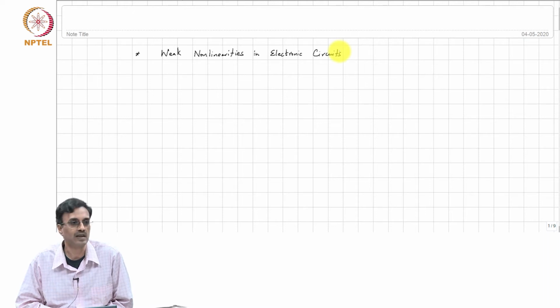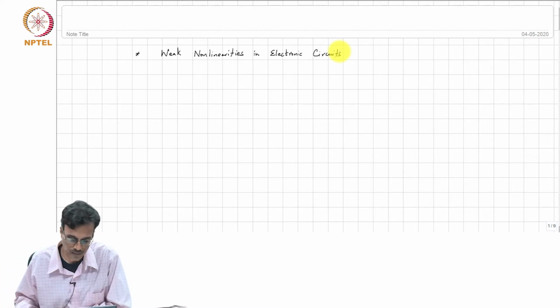The hope is that the nonlinearity is sufficiently small that it can be ignored. But in many cases, even this weak nonlinearity causes problems, and so today we are going to start studying weak nonlinearities in circuits. For the time being we will stick to circuits that are supposedly linear and time invariant, and we will try to understand what nonlinearities do to circuits.